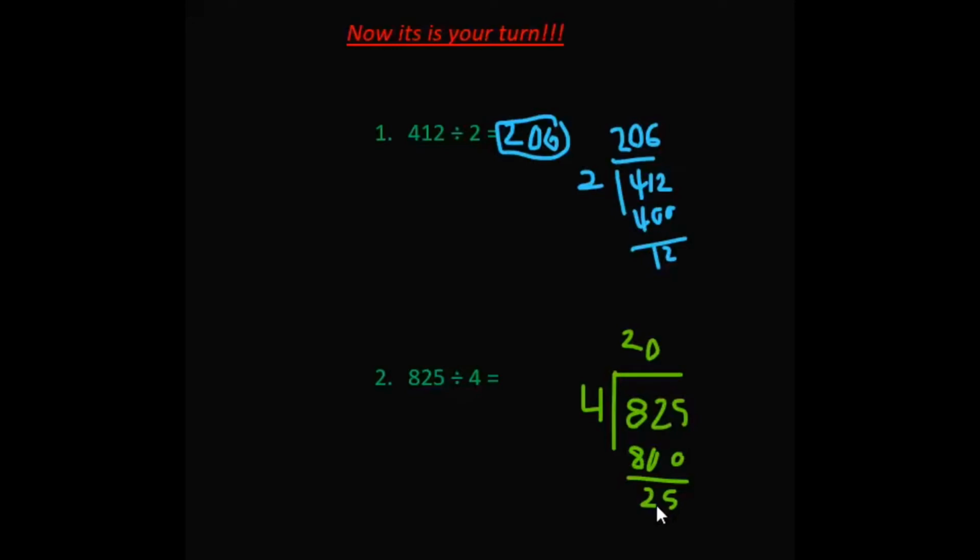24 is just 1 away. And 6 times 4 equals 24. So we have 6 here, and 24 over here. Still one more step, the subtraction. 25 minus 24 equals 1. 206, remainder 1. Remember you can always check your answers using multiplication.